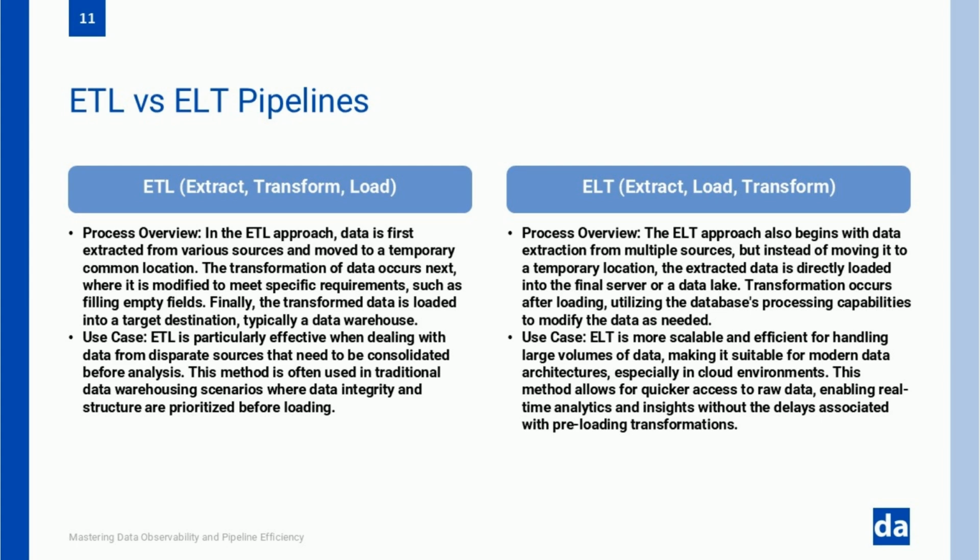1. ETL, extract, transform, load, process overview. In this approach, data is extracted from multiple sources, moved to a temporary location, and transformed before being loaded into the final destination, typically a data warehouse. Transformation often includes filling empty fields or meeting specific requirements. Use case: ETL shines when you're dealing with disparate data sources that need consolidation and structure before analysis. It's perfect for traditional data warehousing scenarios where data integrity and structure are priorities.